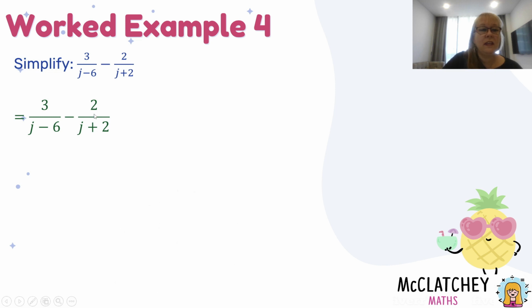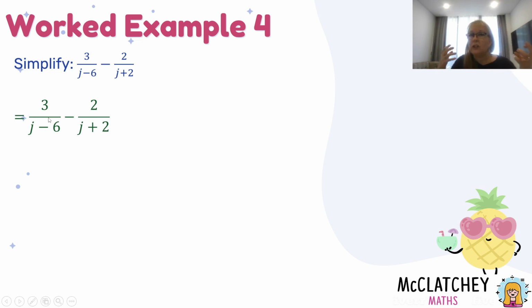Now, you might be thinking, well, what's going to be the common factor? And you might be tempted to look and go, oh, it's just j. So that's not actually correct. This fraction is actually divided by j take away 6. This is divided by j plus 2. That's the whole denominator there.